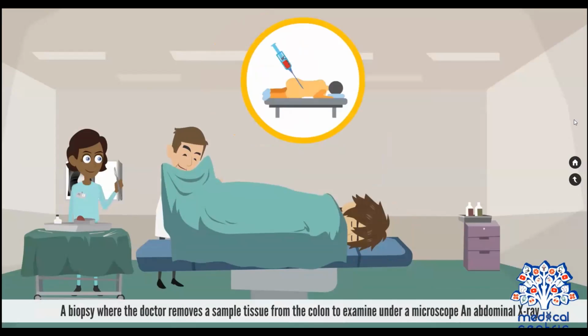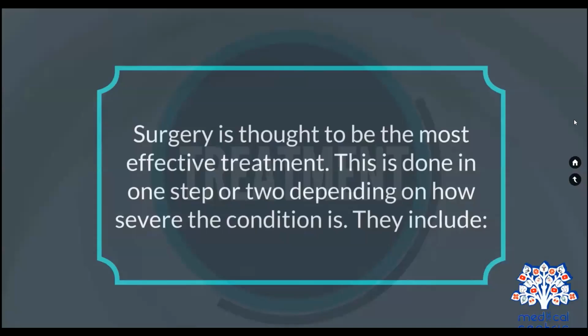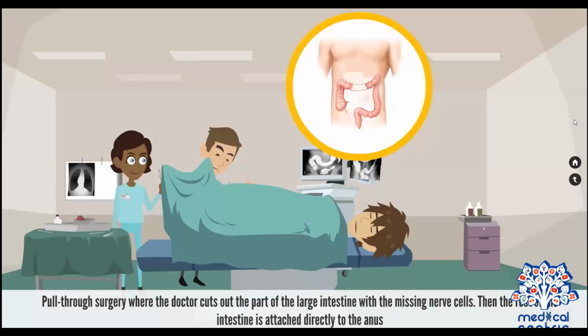A biopsy, where the doctor removes a sample tissue from the colon to examine under a microscope. An abdominal X-ray. Treatment. Surgery is thought to be the most effective treatment. This is done in one step or two, depending on how severe the condition is. They include pull-through surgery, where the doctor cuts out the part of the large intestine with the missing nerve cells. Then the rest of the intestine is attached directly to the anus.